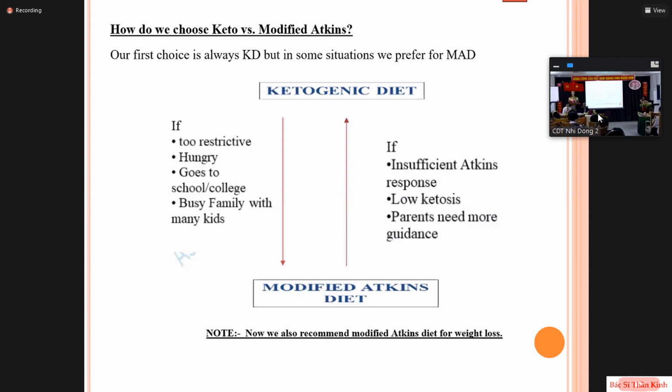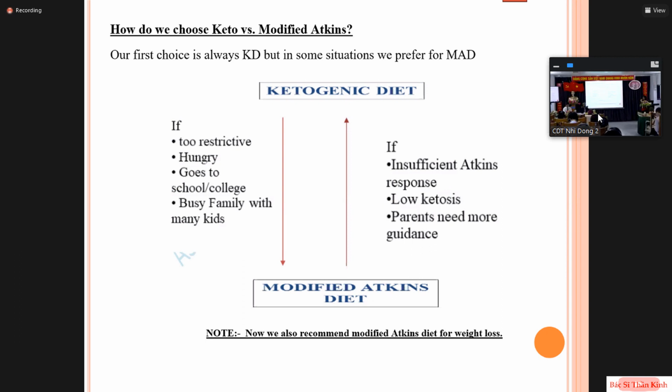How do we choose between classical ketogenic diet and modified Atkins? So our first choice is always to go for ketogenic diet, but in some situations we prefer the modified Atkins. So if a patient is on classical KD and the child is finding it too restrictive, or the patient is feeling very hungry, goes to school or is going to college, or if the mother is very busy and she has many kids. So in this case, we may try to shift the patient from classical KD to modified Atkins.